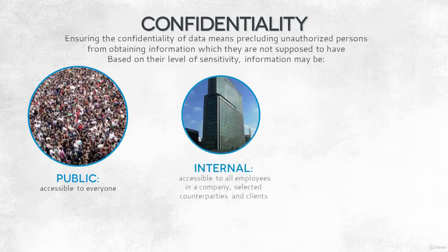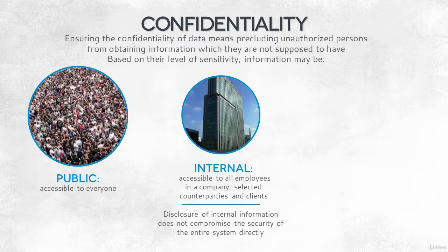Internal information is the second class of information. This category of data is available to a broad group of selected people, for example, for all the employees in a company. We wouldn't want unauthorized persons to access this type of information. But it doesn't spell the end of the world if a breach occurs.